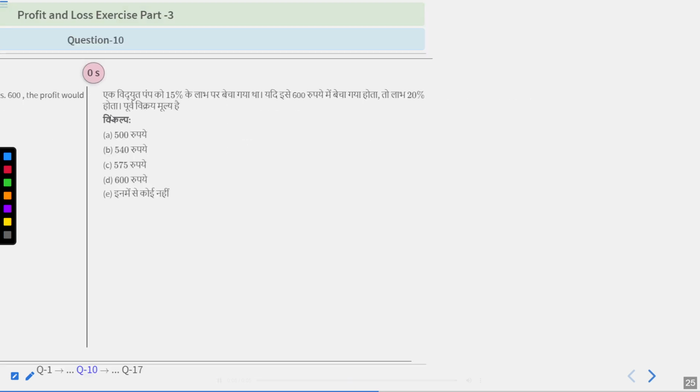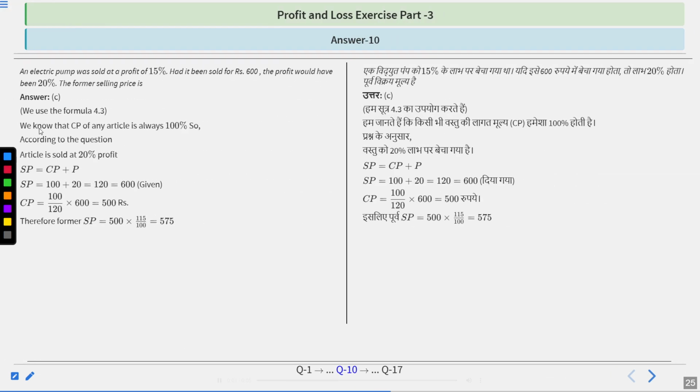Now time's up. Let's see the solution. We know that CP of any article is always 100%. Clear? So according to the question, the article is sold at 20% profit. So we can say that SP is equal to CP plus profit. So SP will become 120, and it is given that when he sells at 20% profit, the selling price is 600. So 120 units is equal to 600. So what will be the cost price? Cost price will always be 100. So we can calculate that cost price is 500 rupees.